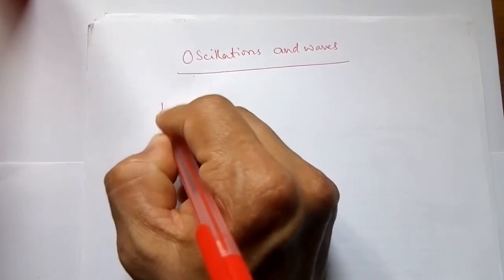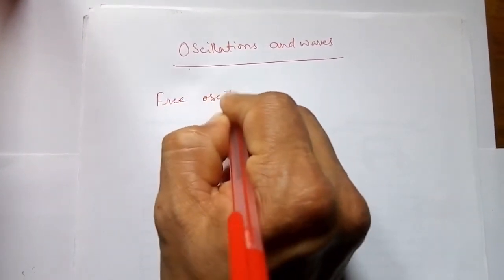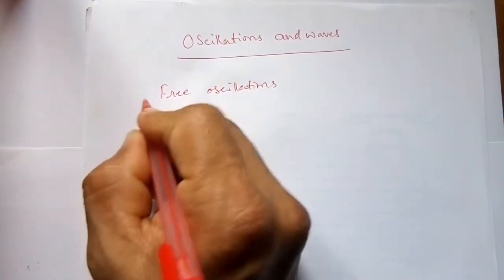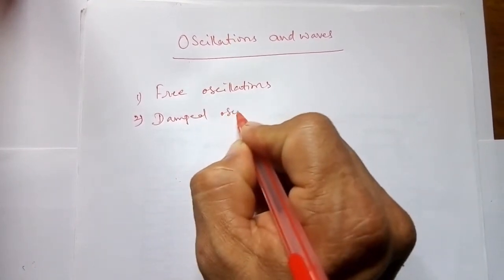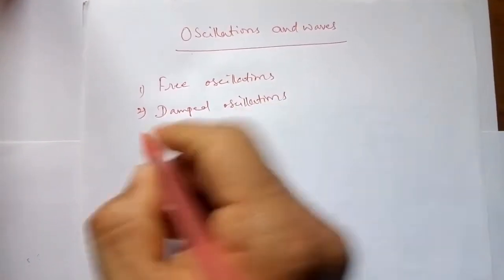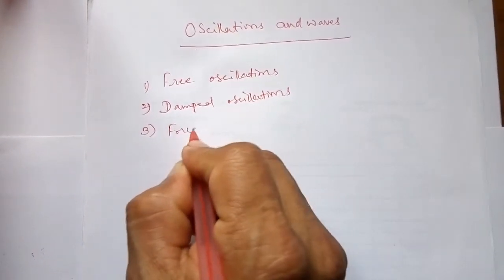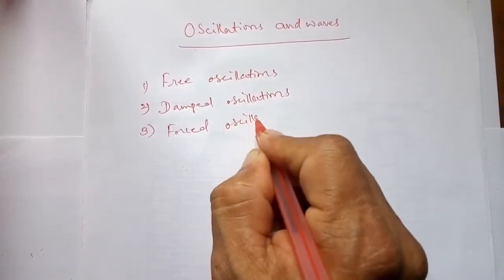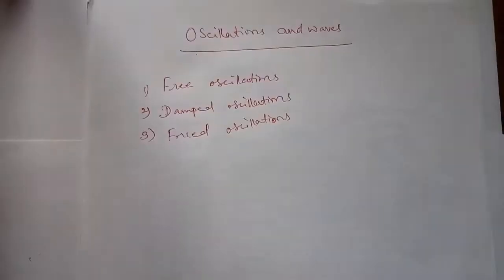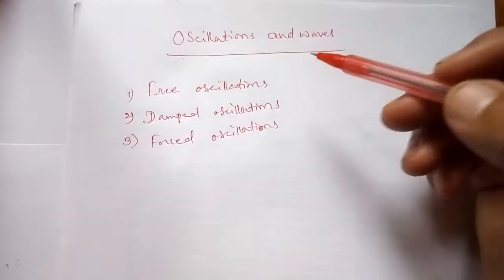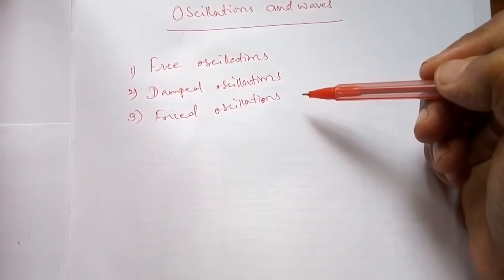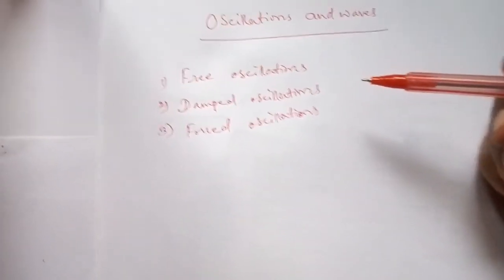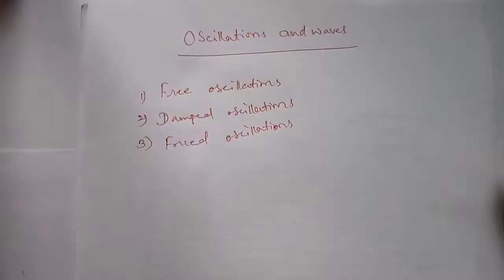Basically there are three types of simple harmonic oscillation. That's known as free oscillations, damped oscillations, and the third one is forced oscillation. So there are three types: free oscillation, damped oscillation, forced oscillation. We will see them one by one in detail. First we will focus on the free oscillation.